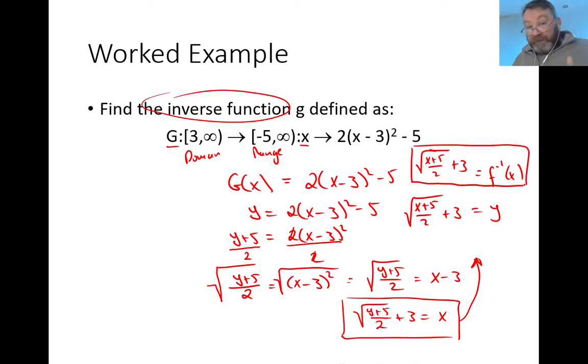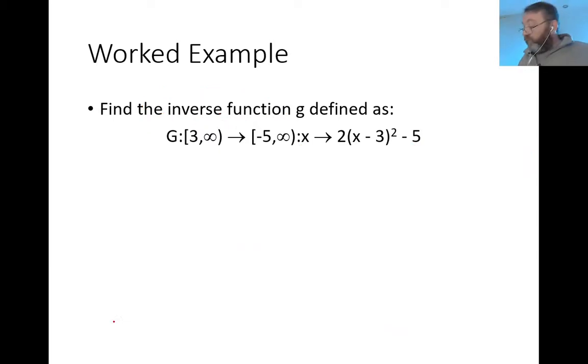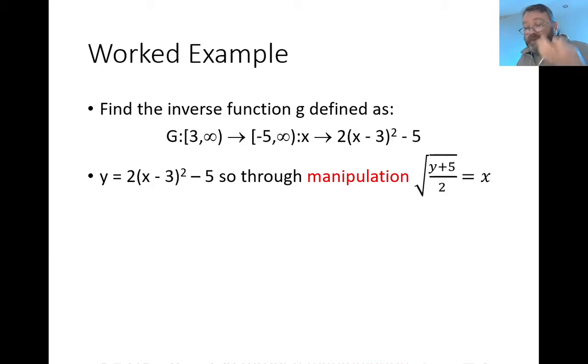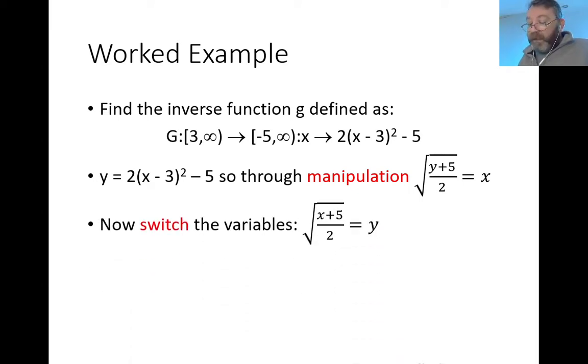Okay, so it's just an exercise in manipulation. That's all it is. Now I have this thing printed out here for you, so I'm just going to go through it very quickly. We manipulate 2 times x minus 3 squared minus 5. Manipulate it fully to get x on its own, and that ends up giving us the square root of y plus 5 over 2, and that's equal to x. Okay. Now switch to actually there's a 3 missing there. That's my apologies.